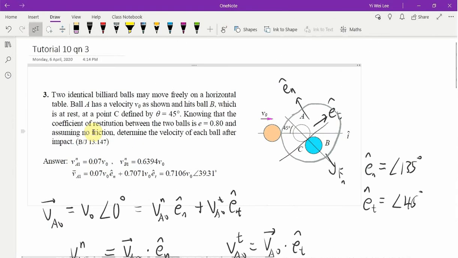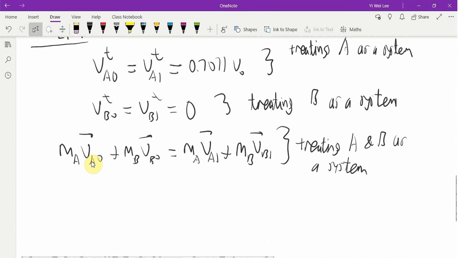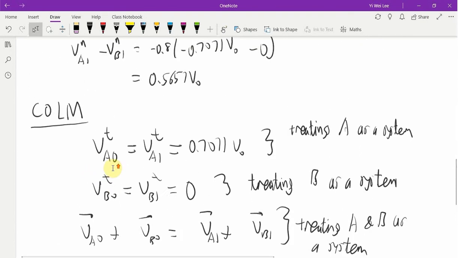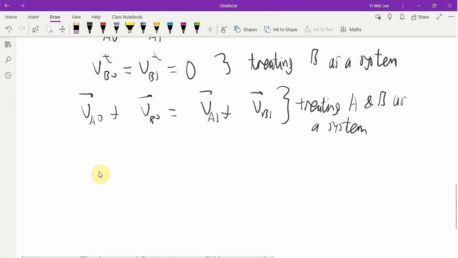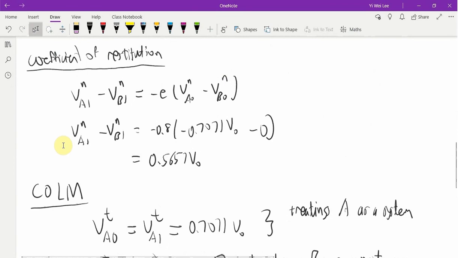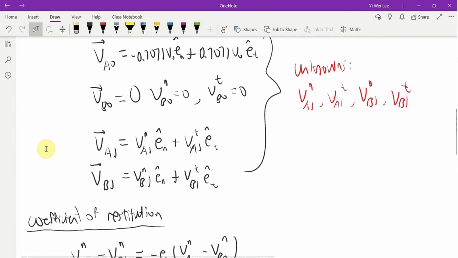So we know that A and B are both identical balls, so MA equals MB, and we can just cancel MA and MB off because they are the same. So if we have already established this, let's try to do the equation. First of all, let's ignore this equation first and let's just see what we have.